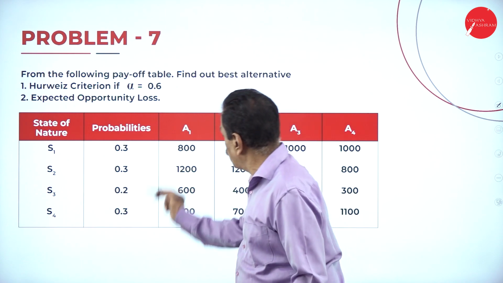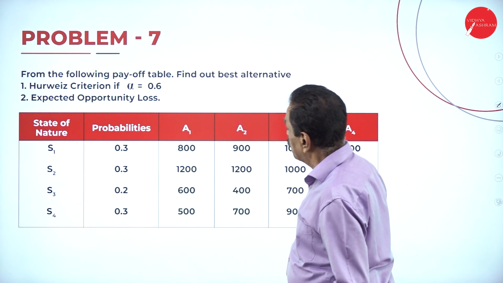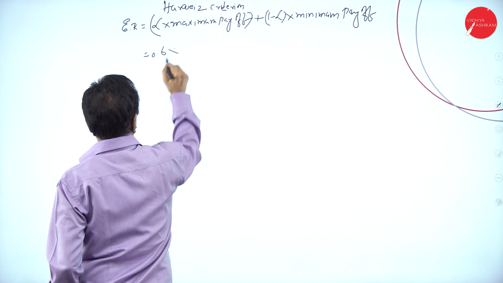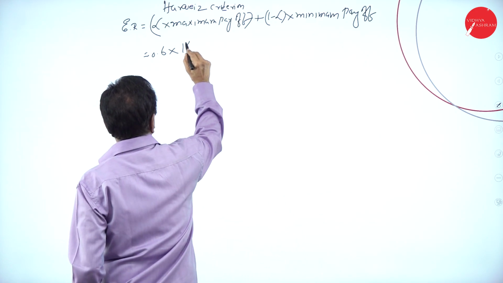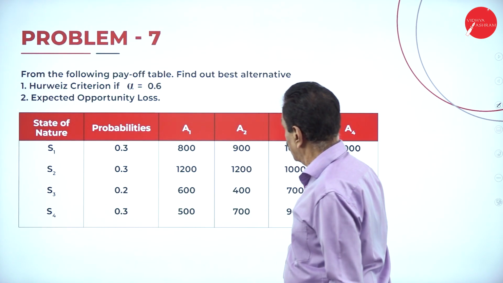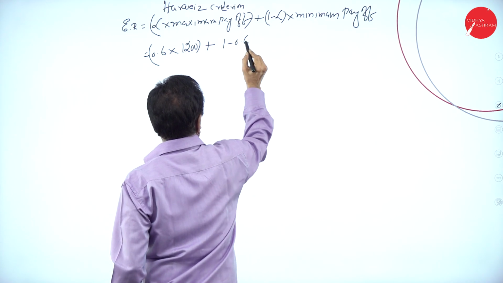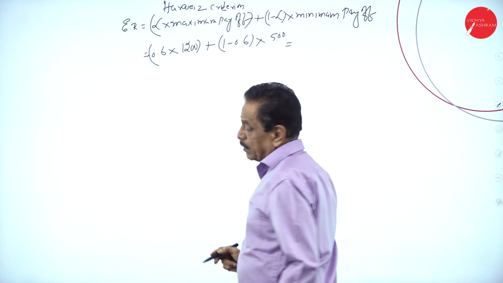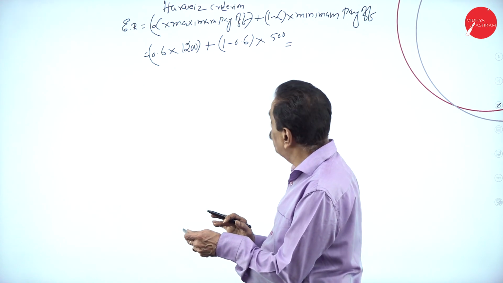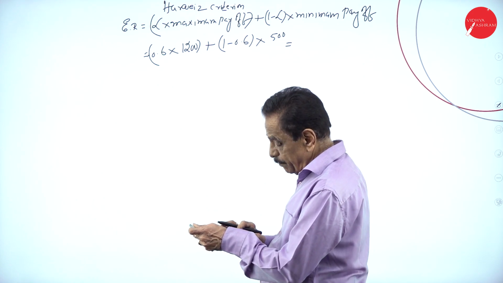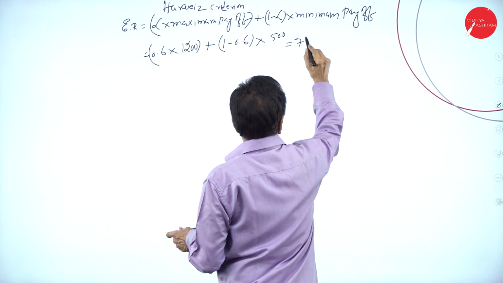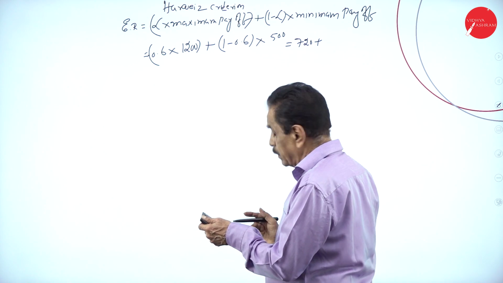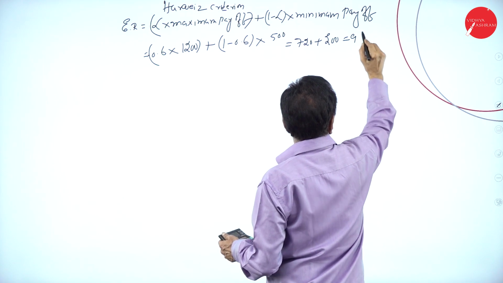First one, A1. So probabilities are given. Then opportunity loss, we can take that. Maximum payoff. Here are the returns. What's our alpha? 0.6. 0.6 into maximum payoff is 1200 plus 1 minus alpha, 1 minus 0.6 into your minimum payoff, 500. So 0.6 into 1200, 720, 0.4 into 500, 200, this is 920.